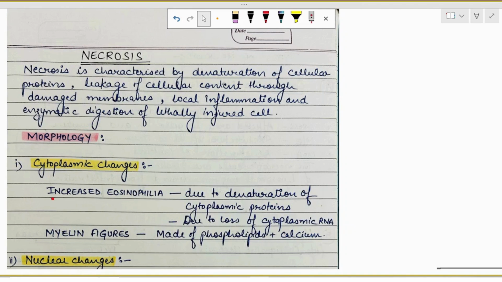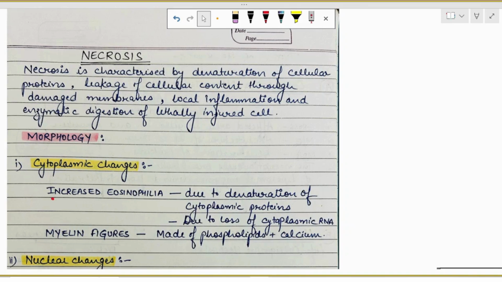What does it mean? It means whenever a cell undergoes an injury or there occurs hypoxia, there will be irreversible injury to the cell that will lead to the denaturation of the cellular proteins. There will be damage to the cell membrane through which the cellular content will leak out of the cell, and that will induce the local inflammation, and it will lead to the enzymatic digestion of the injured cells.